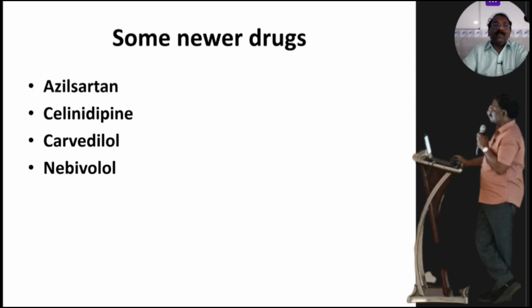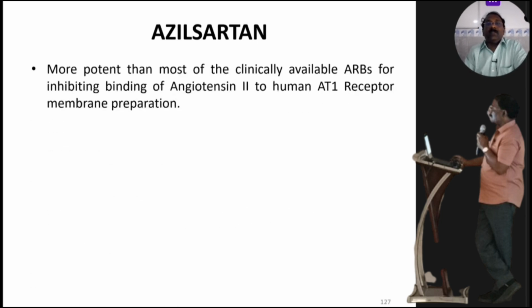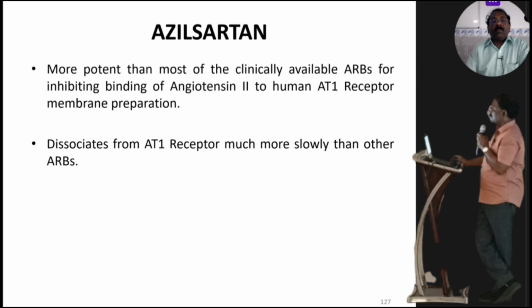So these are newer agents: azilsartan, cilnidipine, carvedilol, nebivolol. The last two are beta blockers. Azilsartan is more potent than most of the clinically available ARBs for inhibiting the binding of angiotensin 2 to a human AT1 receptor membrane preparation. It has been available in the market for the last 3 to 4 years, but is not that popular when compared to your telmisartan.